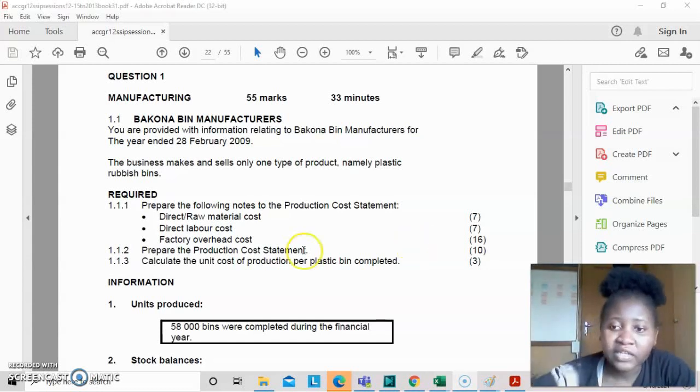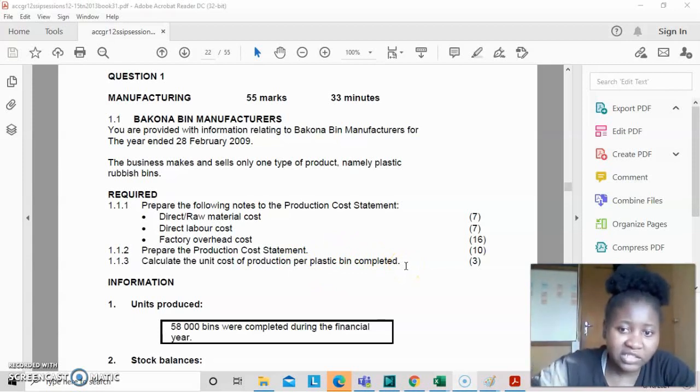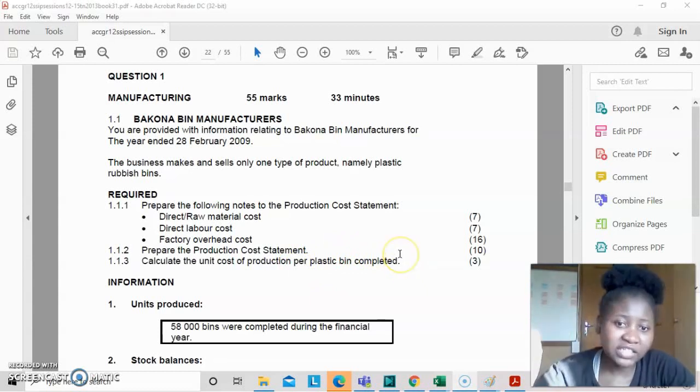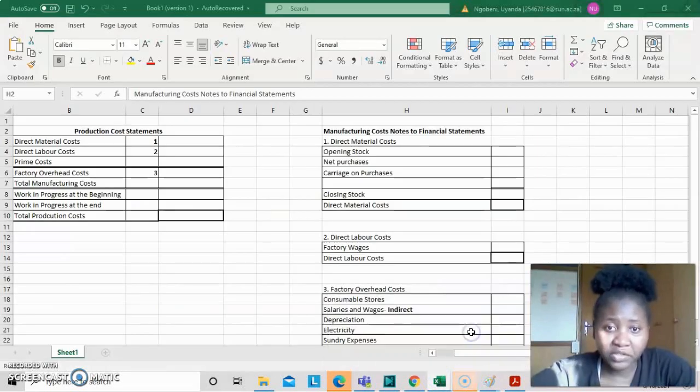Okay, and then 1.1.3, they say calculate the unit cost of production per plastic being completed. So here they just want the unit cost per good completed. You get it? So each unit that has been completed. So how much is it going to cost per single item at the end? So it means that we most likely use our finished goods amount here. Okay, before we go straight into the question, I want us to go back and touch on the basics, because basics are also very important.